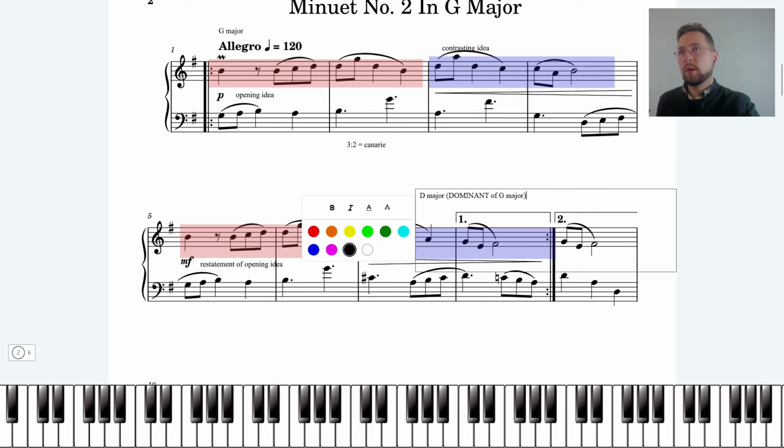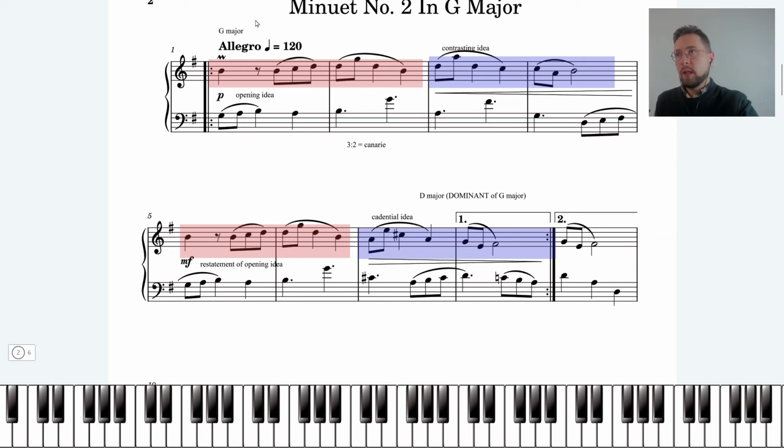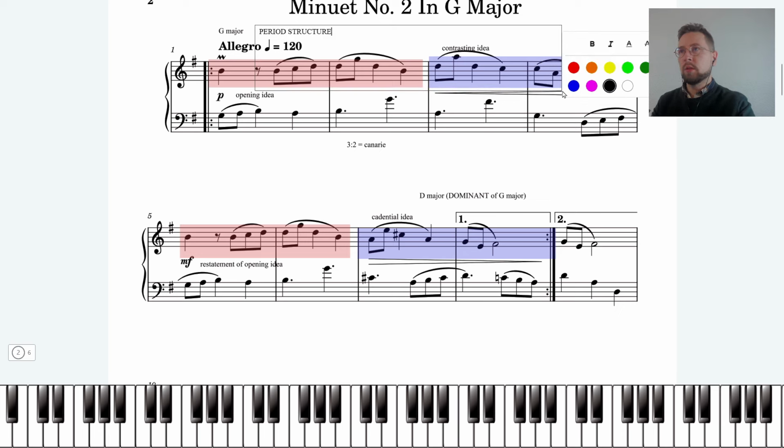Right, this is a very good example of movement, and also it's done with this period structure, which is featuring the opening idea, the contrasting idea, the opening idea repeated, and then the closing idea. Right, each of them being basically 2 bars long.